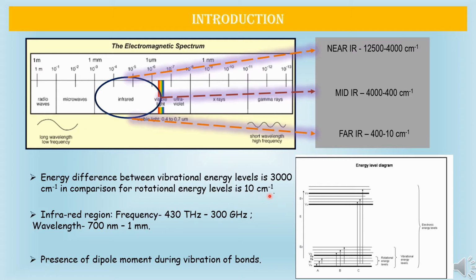Thus, the energy required for this transition is greater than microwave and meets the IR region, as the frequency and wavelength of the IR spectrum are 430 terahertz to 300 gigahertz and 700 nanometer to 1 millimeter respectively. This IR region can be divided into three parts, but mostly the mid-IR region is responsible for functional group dependent vibration modes of bonds. To show IR activity, the presence of a dipole moment during vibration of the bond is an absolute necessity.